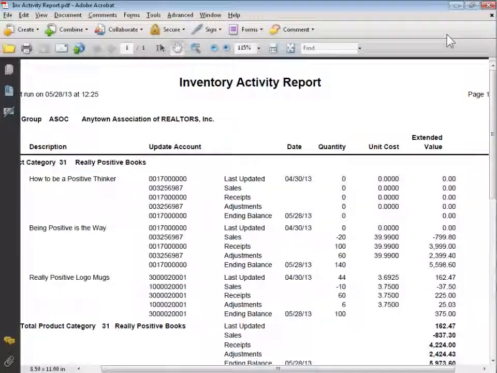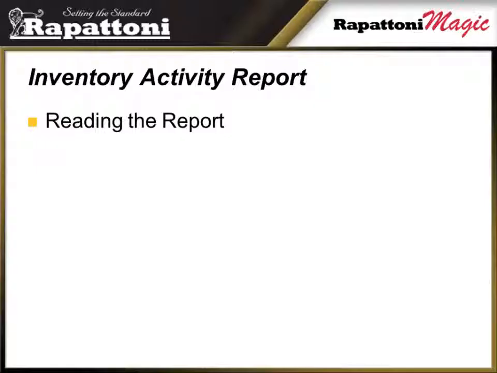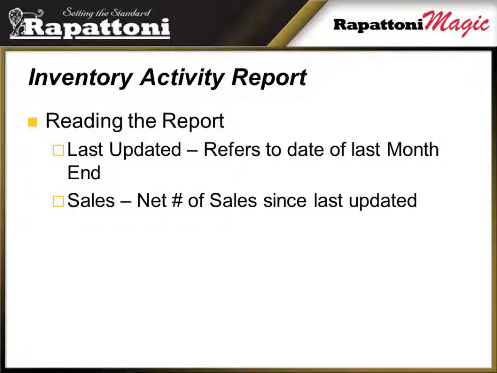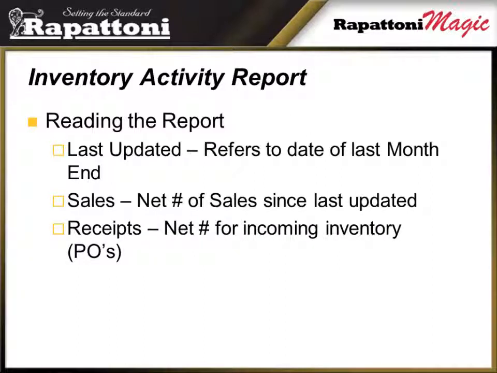Okay, so let's review. Reading the report, we looked at the last updated, which refers to the date of the last time the month end was performed and locked down those transactions. We talked about sales, which is the net number of sales, whether members are returning items to you, or you're selling items. That's going to be the net value for that, as well as receipts, whether maybe you had a bunch of broken items and you had to do a negative purchase order out to the vendor, and then also the ones that you're bringing in. That's going to be the net number for that.